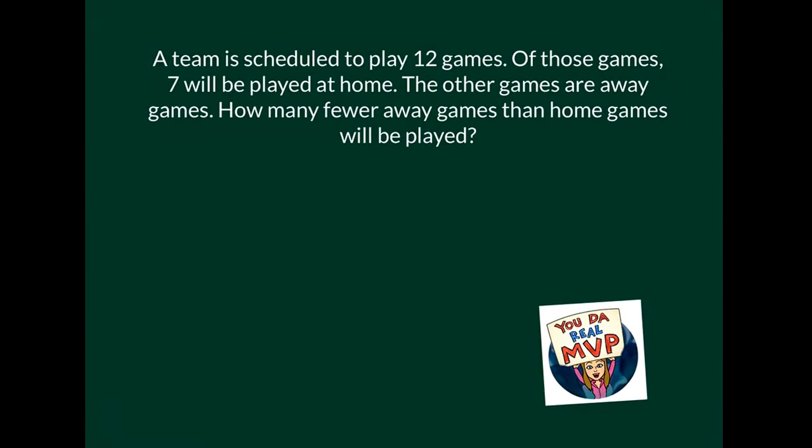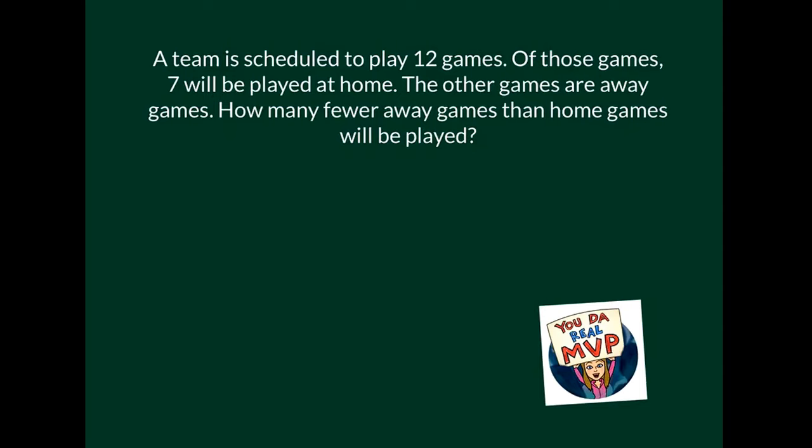Let's keep on rocking with these 2-step problems. This one says, a team is scheduled to play 12 games. Of those games, 7 will be played at home. The other games are away games. How many fewer away games than home games will be played? Okay, so this one's a little bit different. The second step will come after I've already completed the first one. So let's get ready to solve.